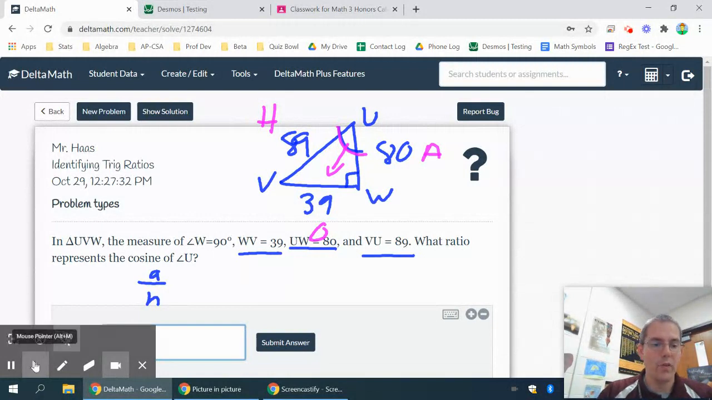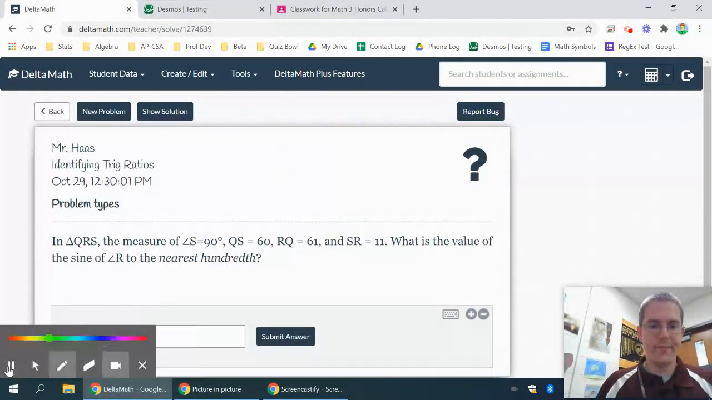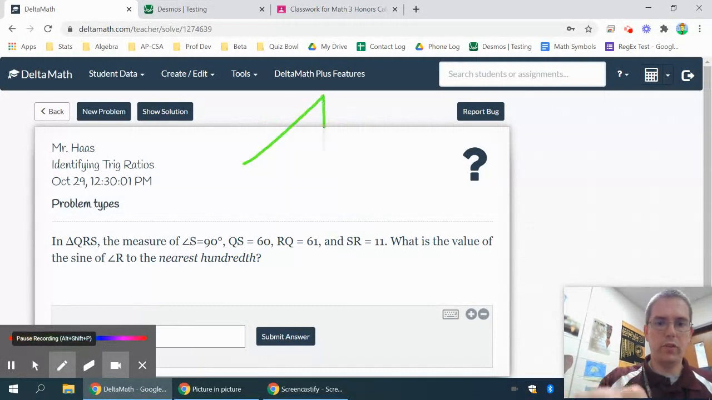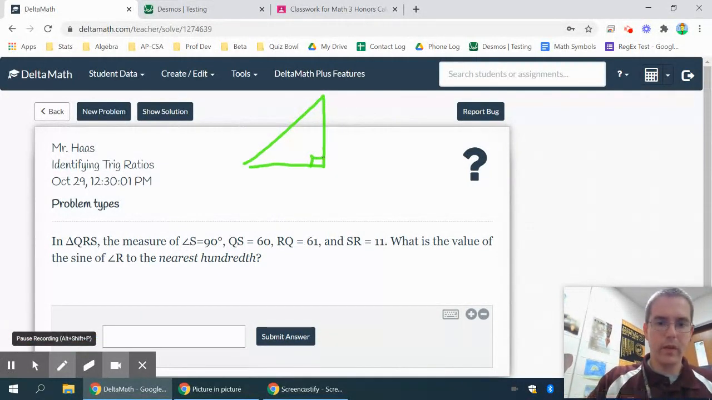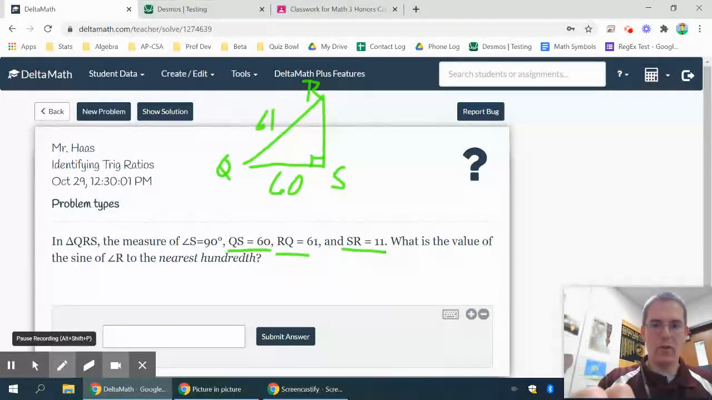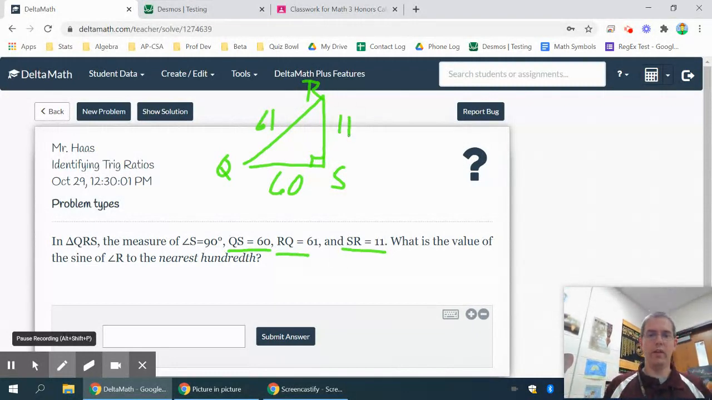Okay, hopefully that helps you know how to do this type of problem. This problem, still need to draw my right triangle. S is 90, and since it's QRS, I just have to go in order, Q, then R, then S. The big thing is getting the right angle in the right place. Q to S is 60. R to Q is your hypotenuse in this case, 61. And SR is 11.